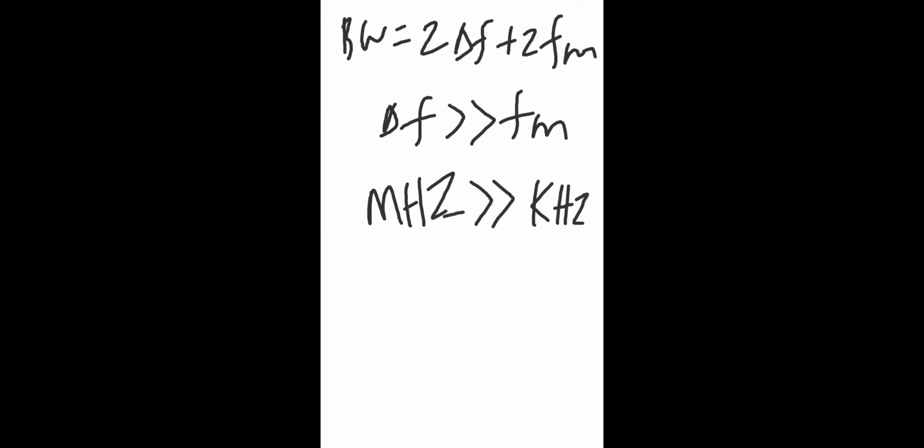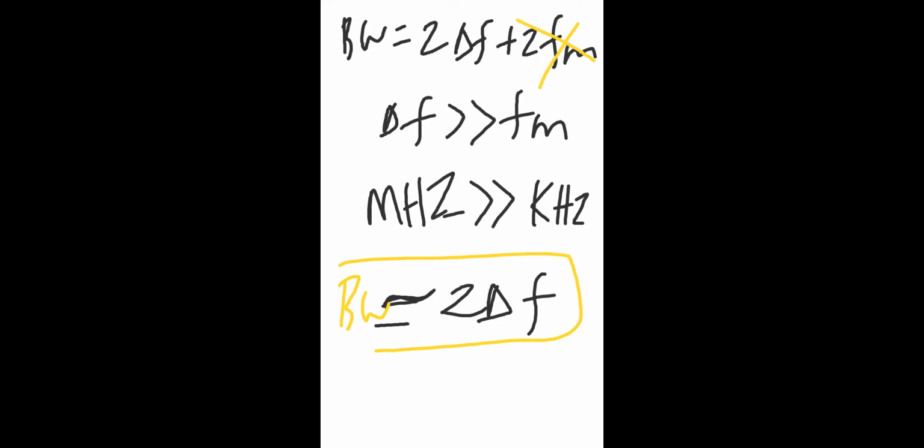So at that time you can neglect 2 fm. Then your bandwidth depends on what? Only 2 del f, approximately. Once del f is much greater, you can remove the 2 fm value. So finally the approximate bandwidth is 2 del f. This is like an extreme condition.